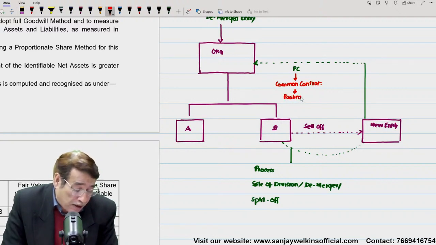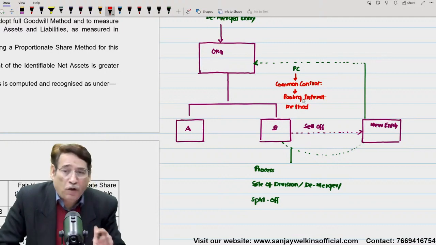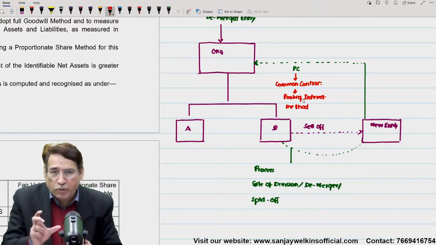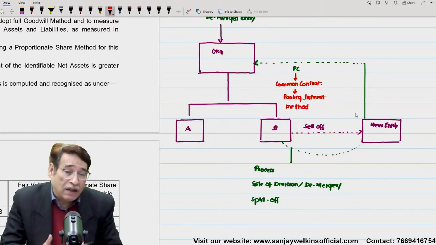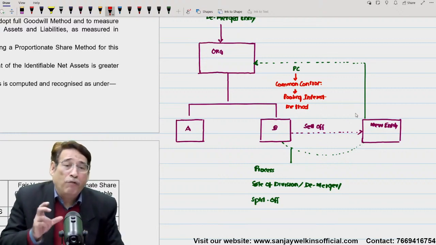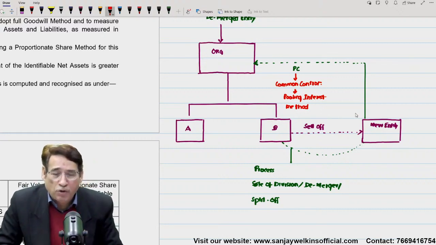P-O-O-L-I-N-G. Pooling interest method. I will also explain later on why it is known as pooling interest method. I will try to give you as much knowledge as possible. But first, at this particular point of time, your focus should be only on whether it is a case of common control or not. Now, what we mean by common control, I am going to explain.